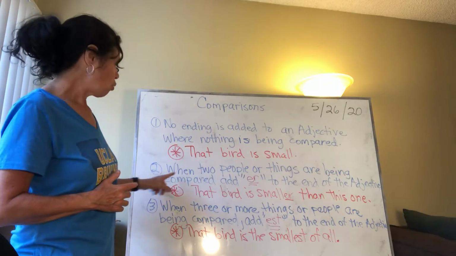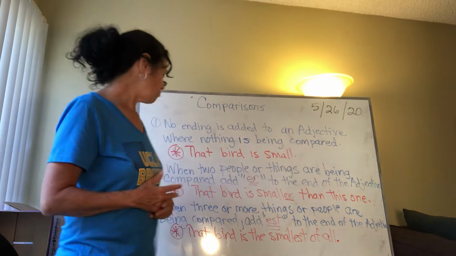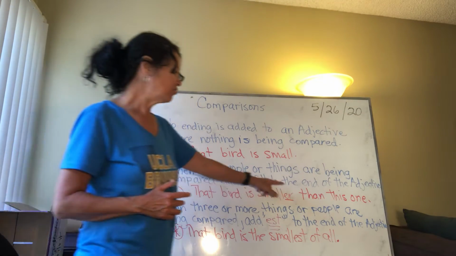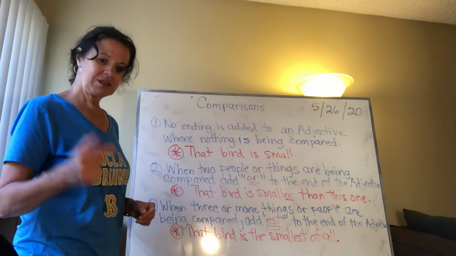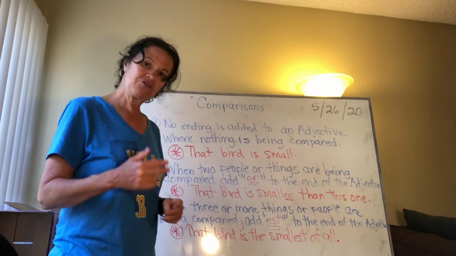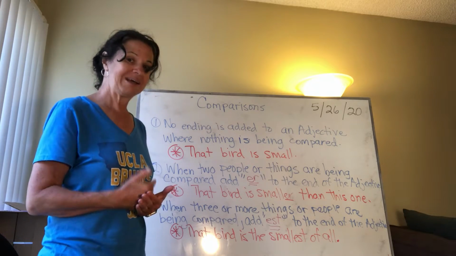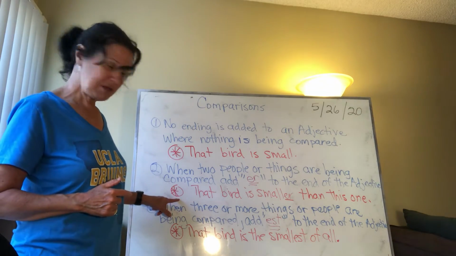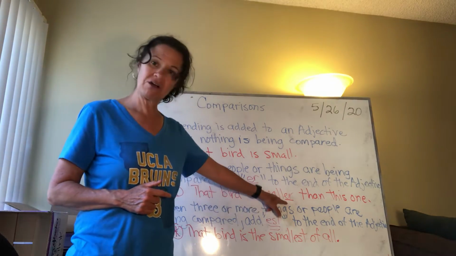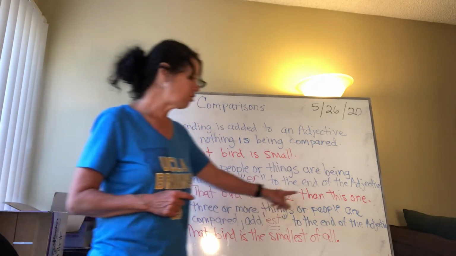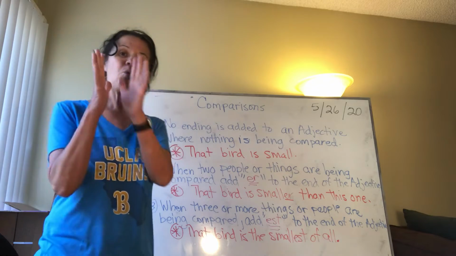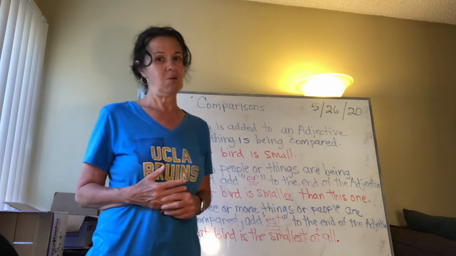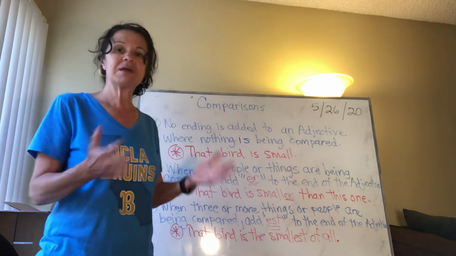Rule number 2. When two people or things are being compared, add an ER. I put that in pink to highlight that. Add an ER to the end of the adjective. Just like in our first example, we added an ER to that second bird because it was taller, T-A-L-L-E-R, than the first one. So here, our example is, that bird is smaller. I underlined my ER. That bird is smaller than this one, comparing one bird to another one, or any noun, person, place, thing, or idea.